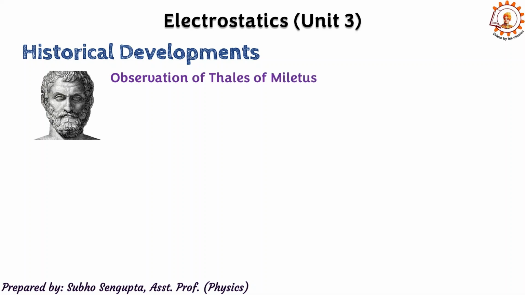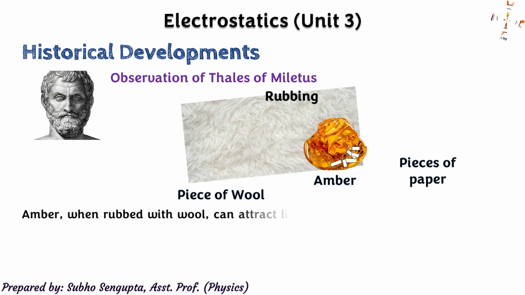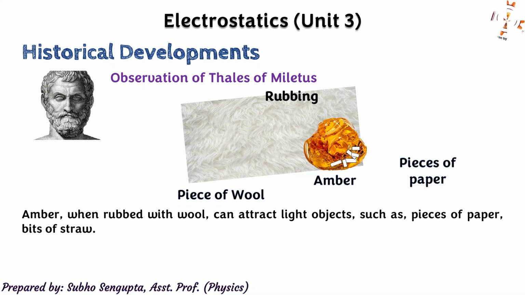It is believed that, around 700 BC, Thales of Miletus observed that amber, when rubbed with wool, is capable of attracting light objects, such as small pieces of paper, bits of straw, etc. So, we can write the observation as: amber, when rubbed with wool, can attract light objects, such as pieces of paper, bits of straw. The science of electricity has its roots in this observation.